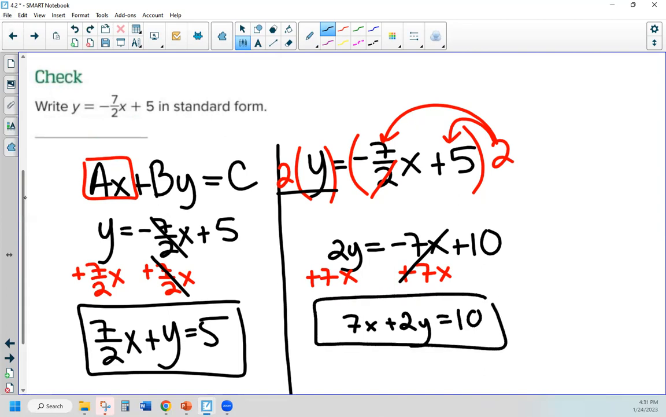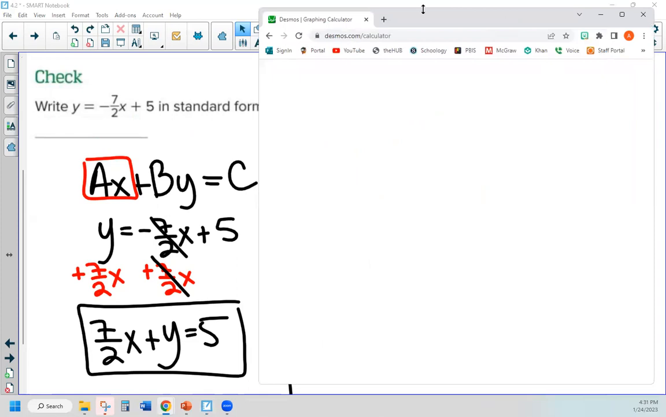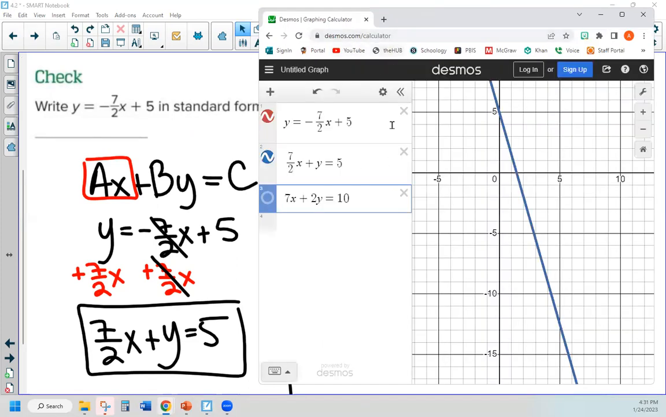Ta-da! So we have 2 different things here, right? It seems like they're different. You should be asking yourself, how come this is what you're showing us? Well, let's talk about it really quick.